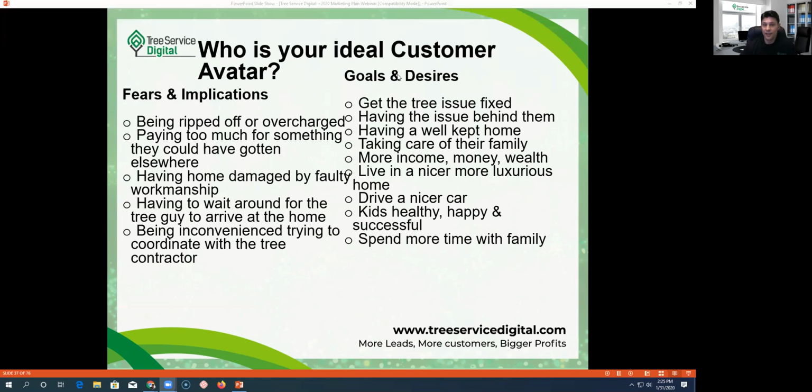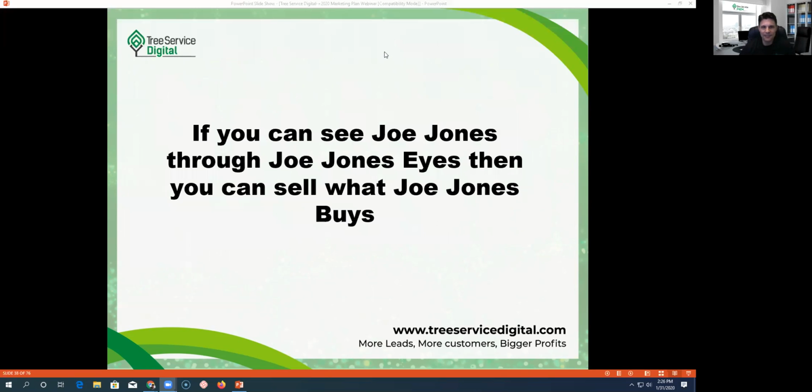A lot of their goals and desires are going to be get the tree issue fixed immediately, right? The goal is going to be having the issue behind them. They want to move on, having a well-kept home and yard and trees and everything else, taking care of their family. More income, money, wealth, live in a nicer, more luxurious house. Their goals can be drive a nicer car, have healthy and happy kids, be successful, and spend more time with the family, right? So this is your target customer in the tree service niche, people that own their own home, middle to upper class type families.